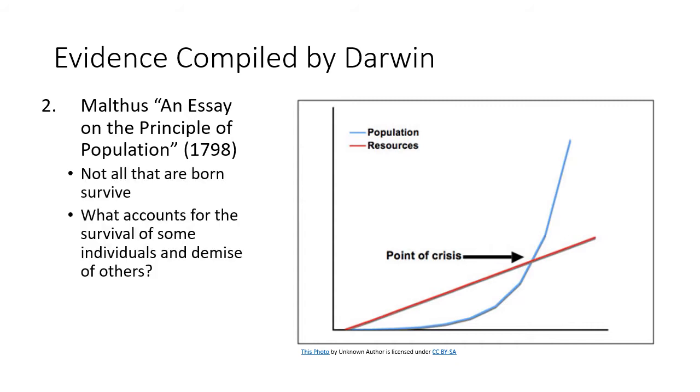All right, so the question was, well, what accounts for this? What's the difference? And can those traits then be inherited onto future generations? The answer, of course, is yes.